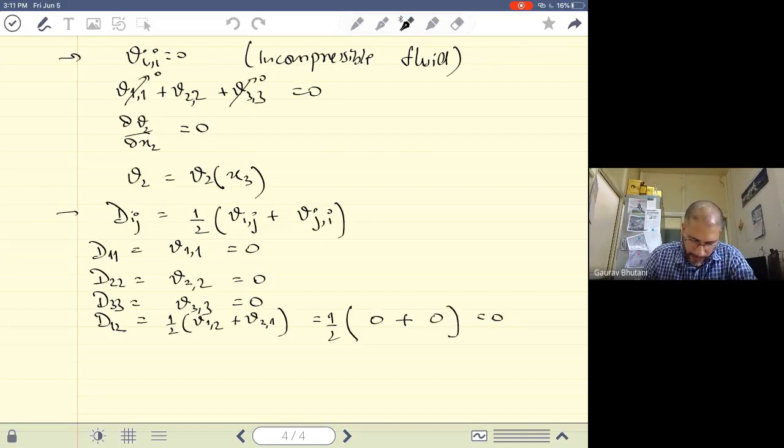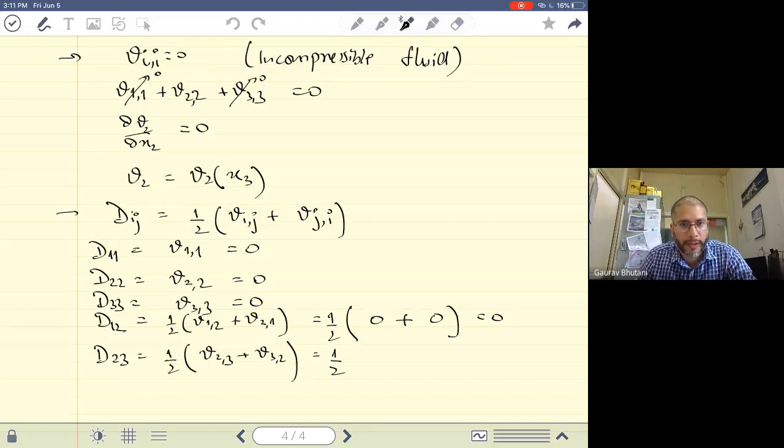Then we have D23. That's going to be half of v2 comma 3 plus v3 comma 2. Now v2 comma 3 is definitely not 0 because v2 is a function of x3. So that remains as it is. But v3 comma 2 is 0 because v3 is 0. So what we see is that D23 is v2 comma 3 by 2.